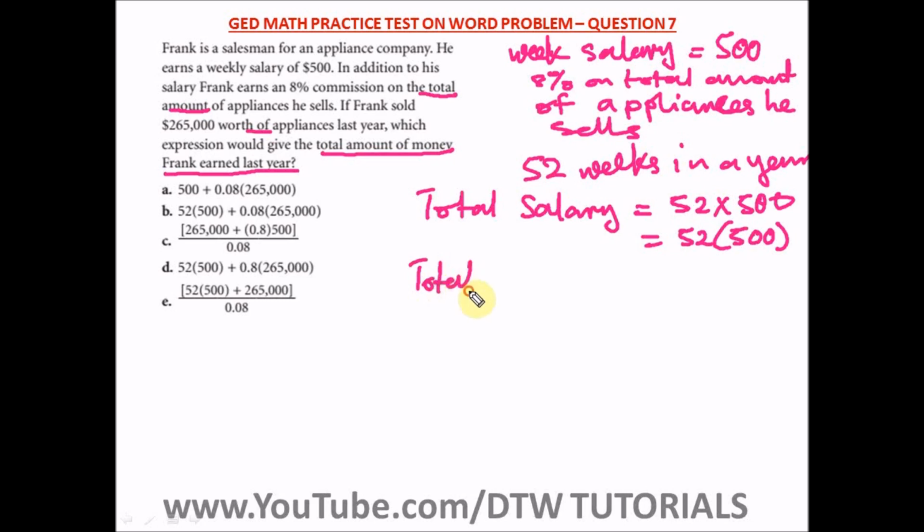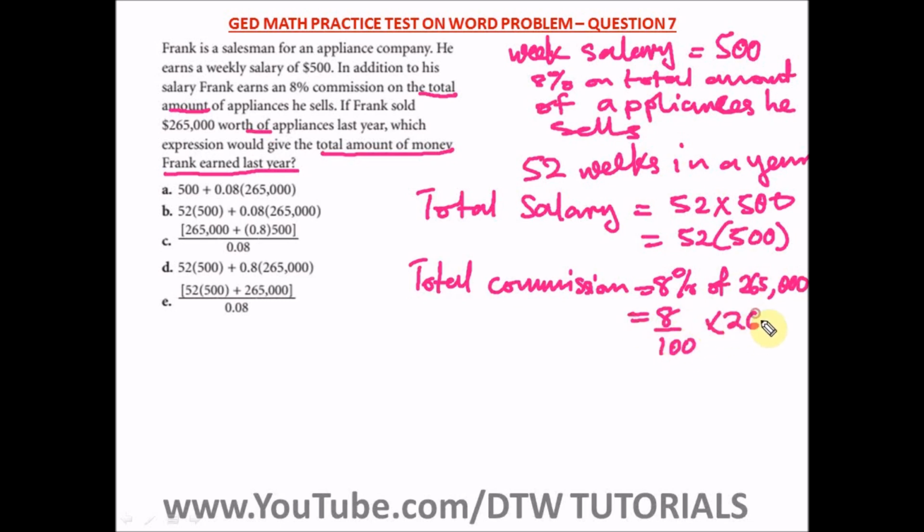Okay, so total commission. So let's get the total commission here. Total commission, should be double S, is equal to what? 8% of 265,000. Okay, which is what? 8% is what? 8 over 100 times 265,000. And if we simplify this further, 8 over 100 is 0.08 bracket 265,000.